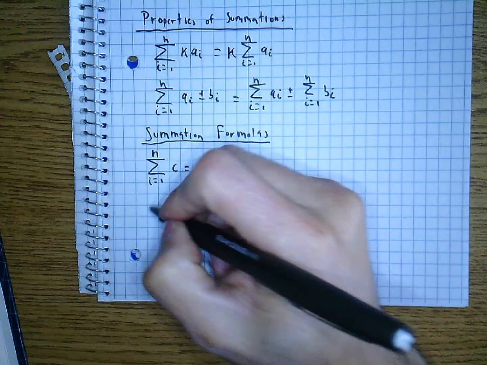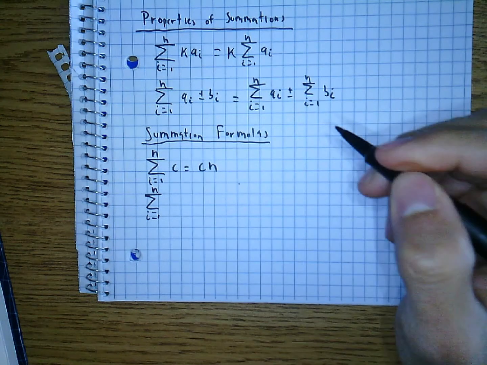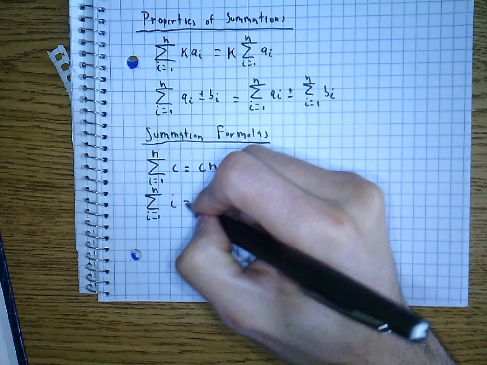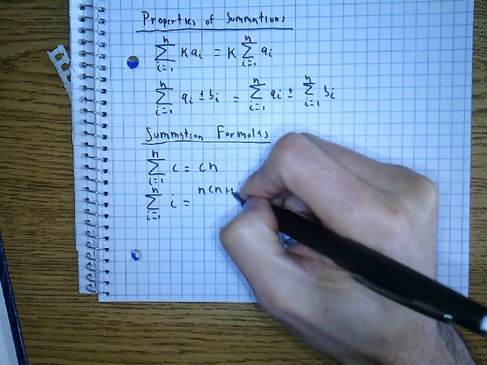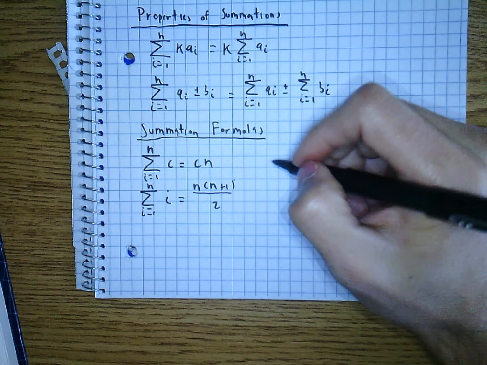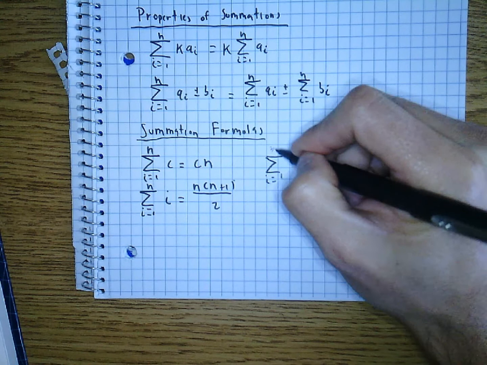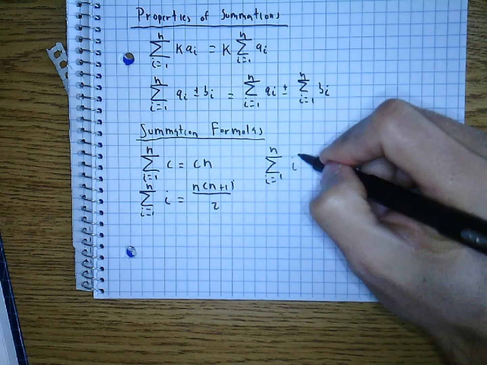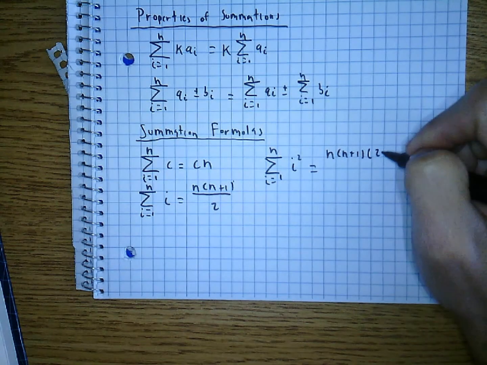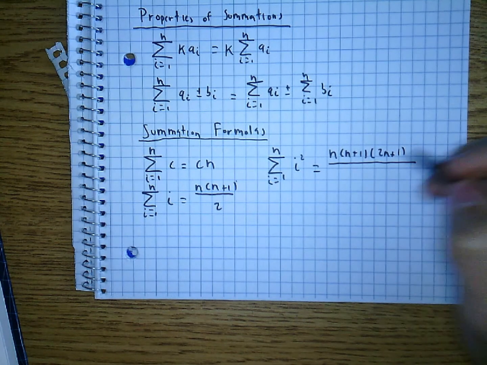Cool? The second one we need to talk about, once again, is if the index begins at 1 and it goes to n of i. Cool? That is going to be equal to n times n plus 1, divided by 2. The third one we will talk about in this class would have to be with a series whose index begins at 1 and it ends in n of i squared. That will be equal to n times n plus 1 times 2n plus 1, divided by 6.